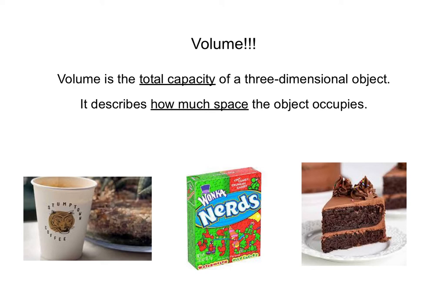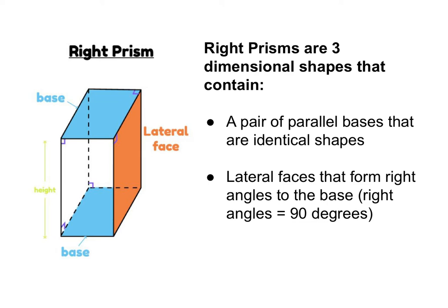Volume is the total capacity of a three-dimensional shape. It describes how much space that object occupies. So for example, when you have a cup, its volume tells you how much coffee you can put in that cup. A box of Nerds, its volume tells you how many little delicious, crunchy, sweet candies can fit inside of it. Volume of a cake tells you how much cake you get to shove in your mouth. Unfortunately, we will not be talking about cake and candy and coffee. Instead, we will be talking about right prisms. Yay! But we can imagine that it's something more delicious.